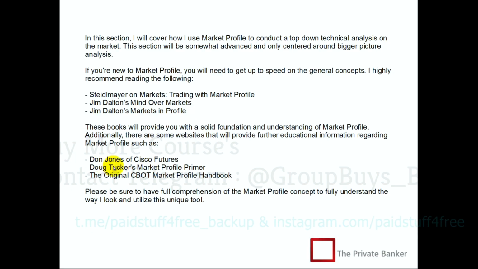Don Jones's website of Cisco Futures. He was one of the pioneers of market profile as well, and he's well known for the overlay demand curves graphic. It's really just a merged market profile graphic and volume profile graphic based on time filters.